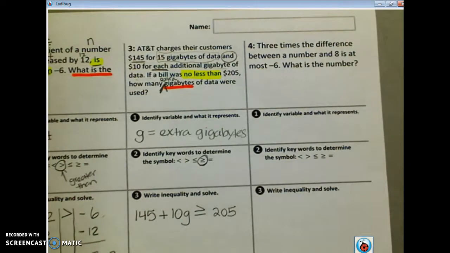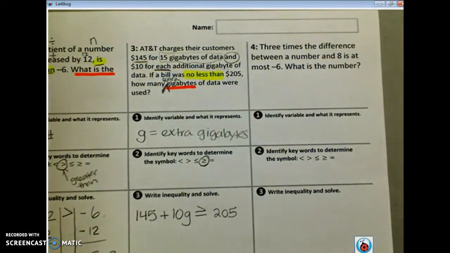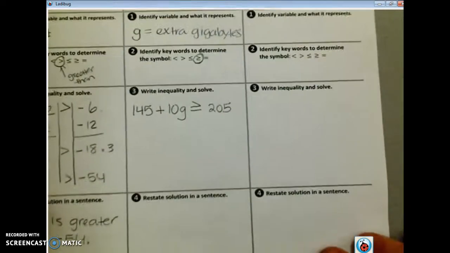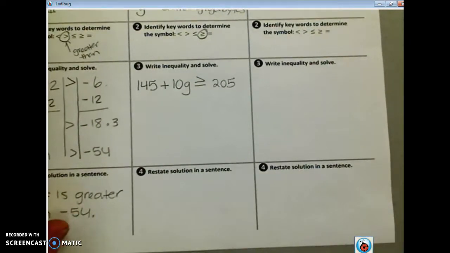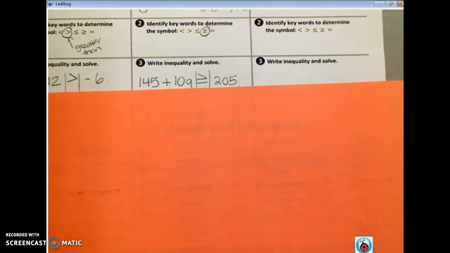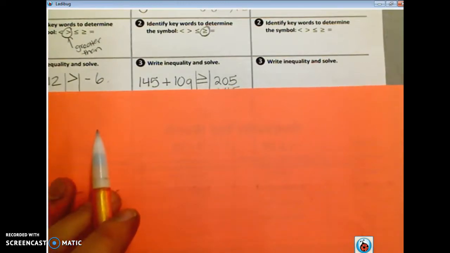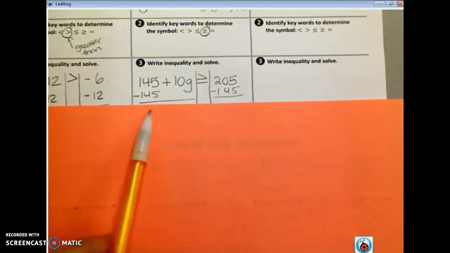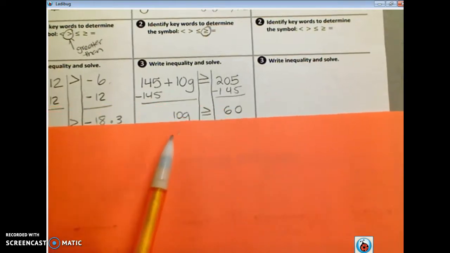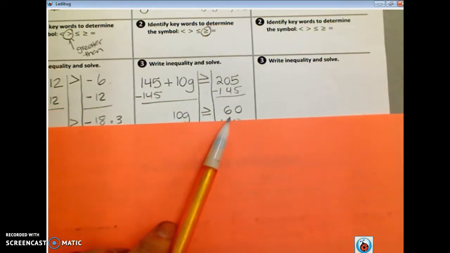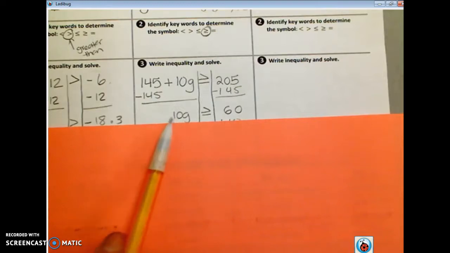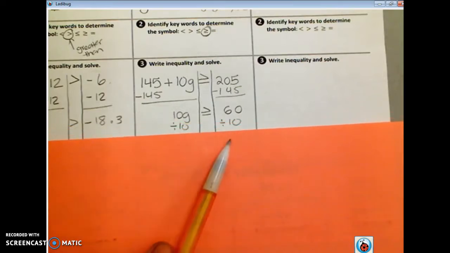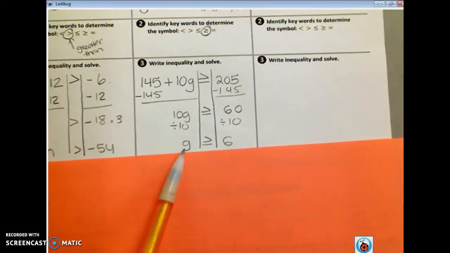So why don't you take a moment and go ahead and pause the video and see if you can go ahead and solve for that. And we'll check back in. Okay, let's see how you did. Your first step should have been to subtract 145 from both sides. You would have gotten 10G is greater than or equal to 60. So then you're trying to get rid of the 10, so you're going to divide by 10 on both sides. And you would have gotten G is greater than or equal to 6.